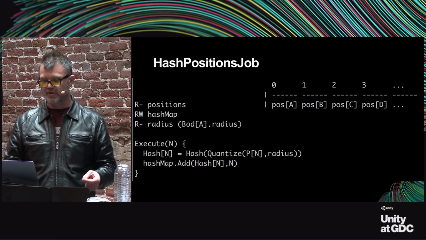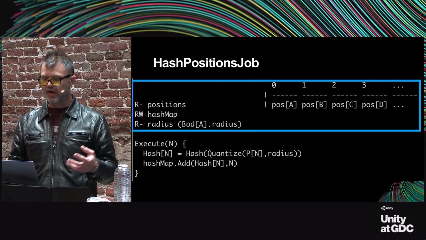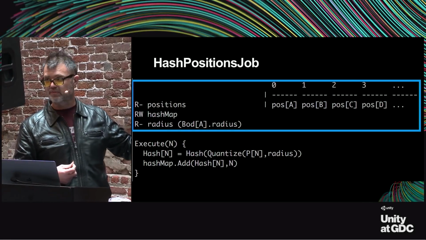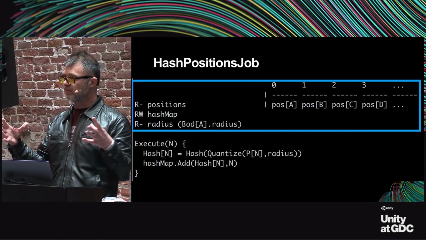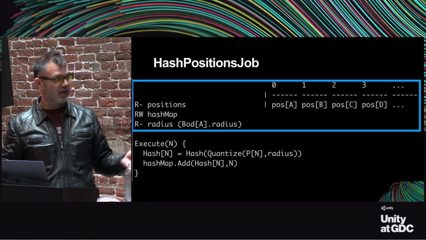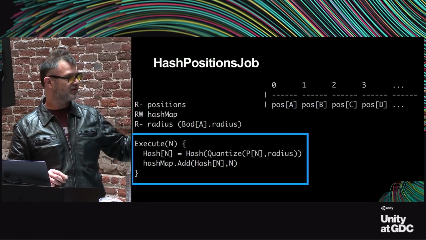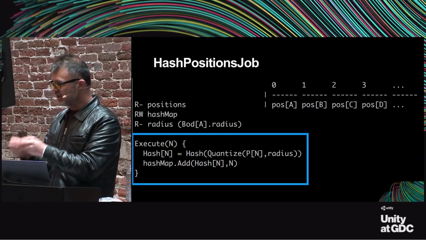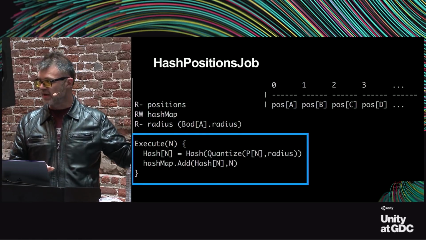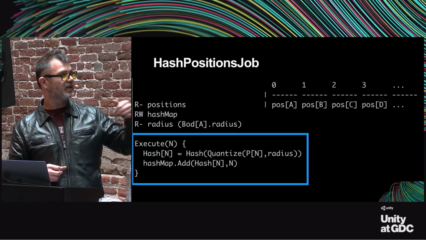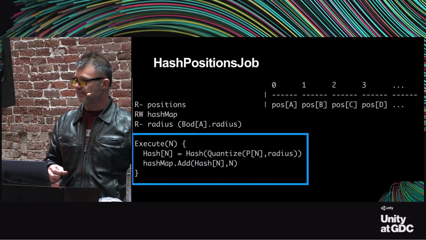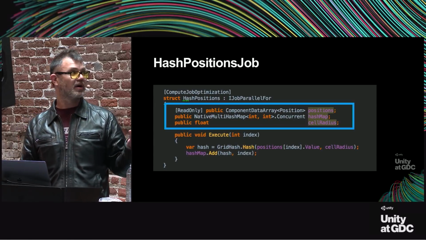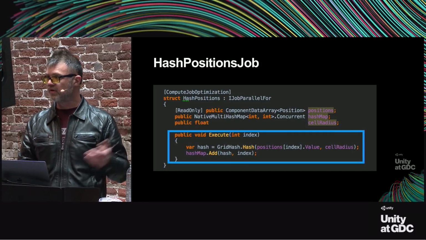HashPositions job. So we want to declare our data and our permissions. So I'm saying I want to read the positions, I want access to the hash map to write to, and I want the radius, basically the cell radius that I want to deal with. And that's pretty much it. The execution kernel is very, very simple, right? I'm just basically taking the quantized hash of the position and stuffing it into the hash map as the key and assigning as the value the index of this position in the stream, right? So this is a very simple execution kernel, and it looks largely like you would expect. There's nothing complicated about that. Here's our permissions, and here's our kernel.